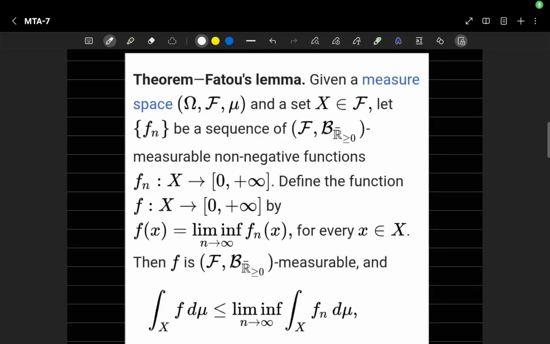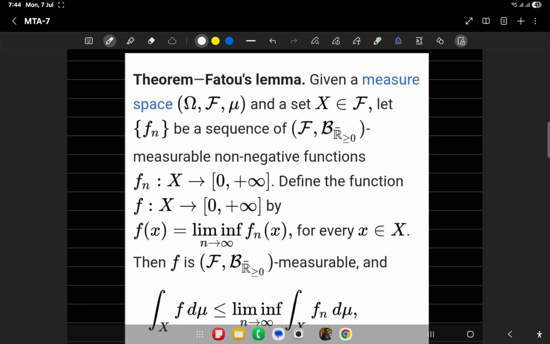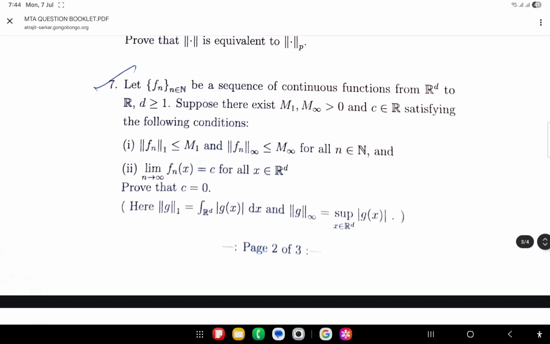So our seventh question, let us see. So this is our seventh question. What does it tell? Let us look. We have a sequence of continuous functions from Rd to R, and it is given that m1 and m infinity, two positive real numbers, and any real number c satisfy the following condition.